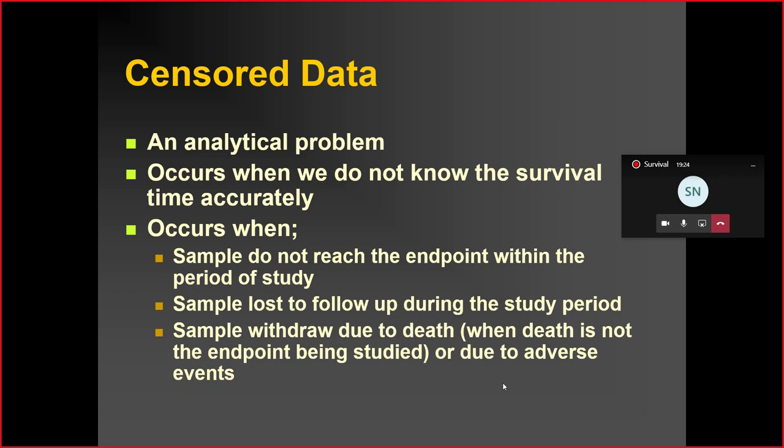Yang pertama. Yang kedua, patient tak tahan, kita telefon dia tadi tanya dia dah mati ke belum. So dia pindah. So sample lost to follow up. Or sample withdraw due to death when death is not the end point being studied. Okay. Contohnya kita buat kajian tentang relapse. Tapi patient tak relapse, patient mati sebelum dia relapse. Maka itu dipanggil sebagai censored data.